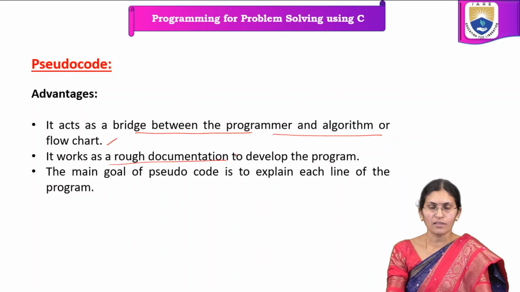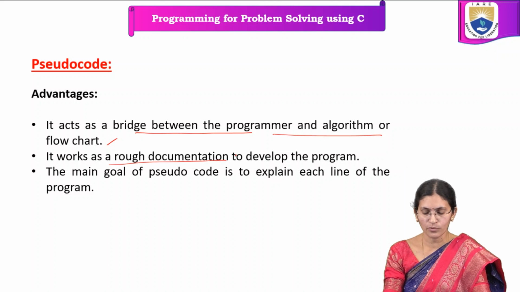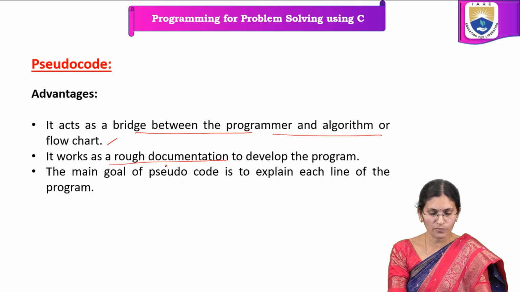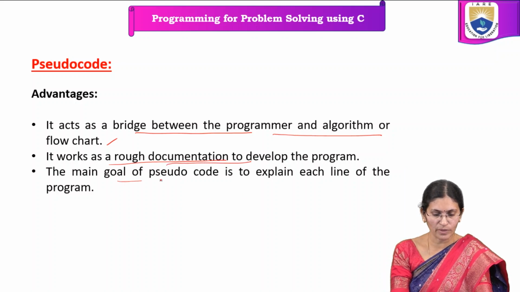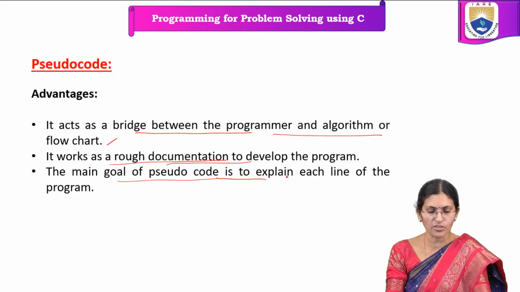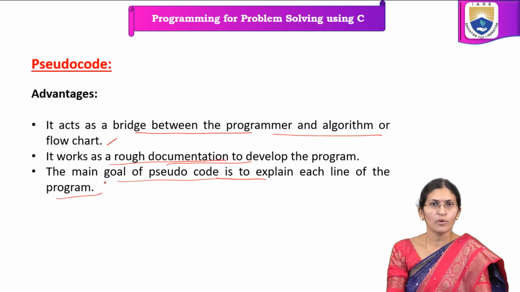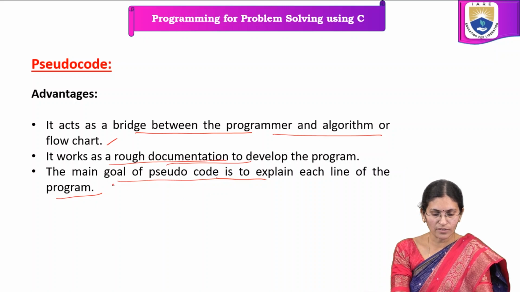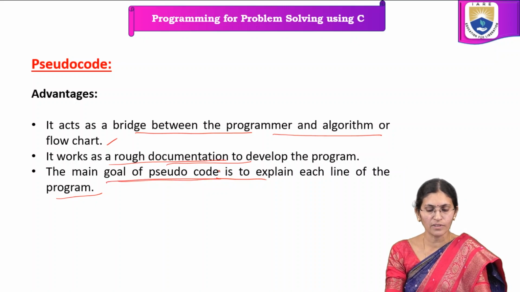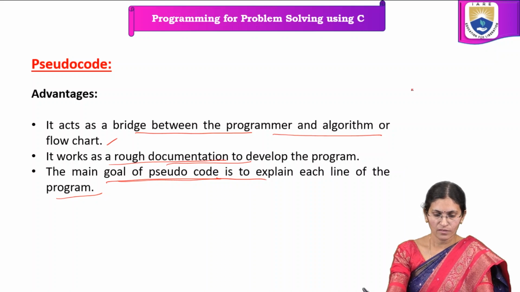Then it works as a rough documentation to develop the program. So before the actual program is developed, we can write the pseudocode for that and then go for actual implementation of the code. The main goal of pseudocode is to explain each line of the program, what it should do. So it is for that purpose only that we are writing the pseudocode.